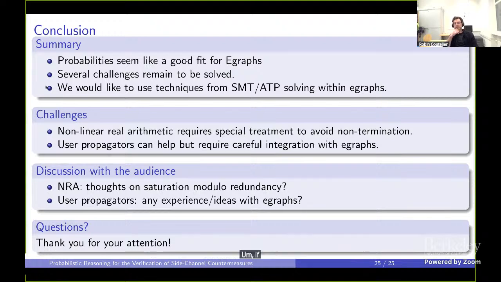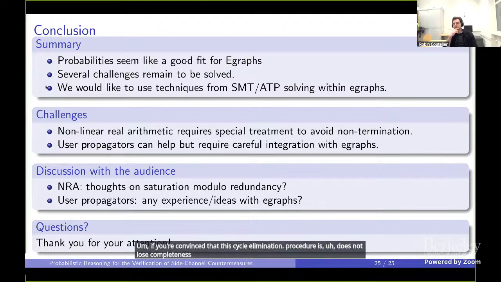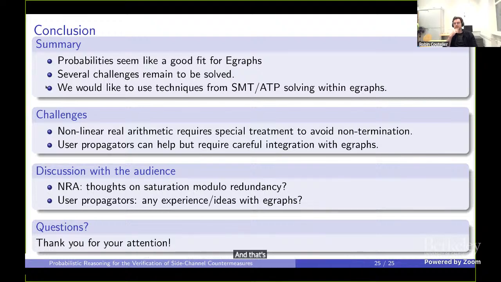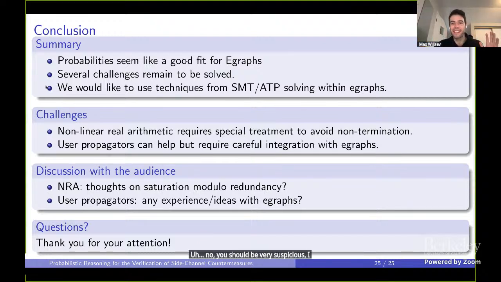If you're convinced that this cycle elimination procedure does not lose completeness, then I'm also convinced, and that's one problem that is solved. I'm not convinced that it doesn't lose completeness. Okay. Yeah, I'm actually a little suspicious about this. No, you should be very suspicious. I'm just saying that this is something that was hacked up and proved useful in at least one circumstance, and could lead to something. Yes.